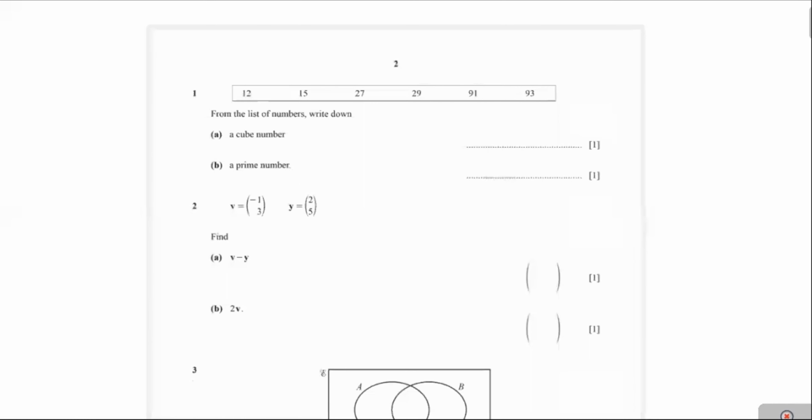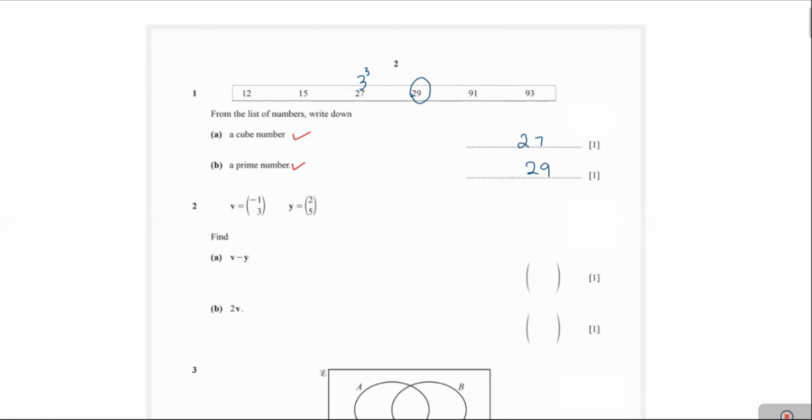In this paper, question 1: here are the numbers 12, 15, 27, 29, 91, 93. From the list of numbers, write down the cube number and the prime number. We have to write the cube number. You can see here, 3 cubed is 27. Therefore, this is the cube number. Next, we have to find the prime number. The number which has only two factors, you can see here, this number 29 is the prime number.